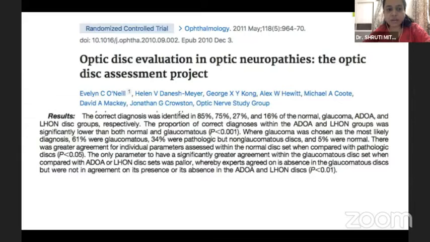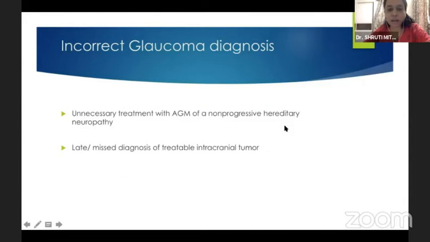This was another study by Evelyn O'Neill et al. And they have noted that when a panel of experts was presented with various disc pictures, they could accurately reach a diagnosis based on the disc pictures alone only in 27% of cases of autosomal dominant optic atrophy and 16% of cases of LHON. So what happens when we incorrectly diagnose these cases of neuro-ophthalmic diseases as glaucoma?